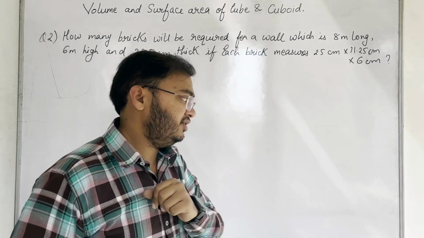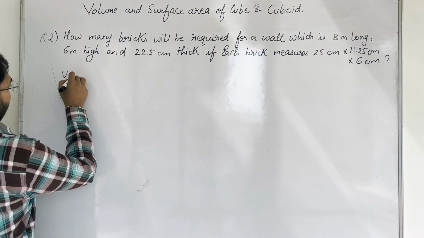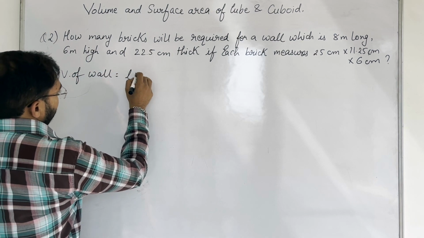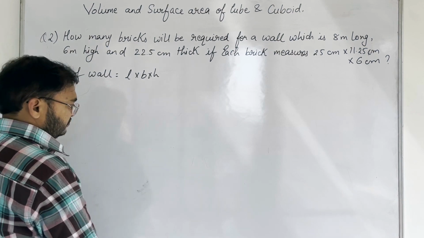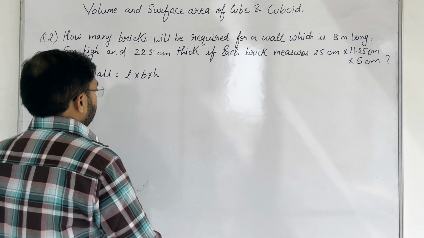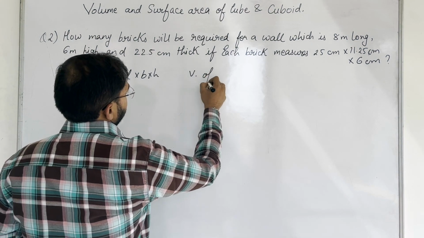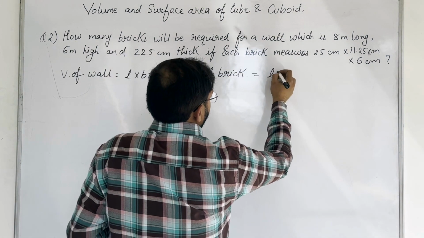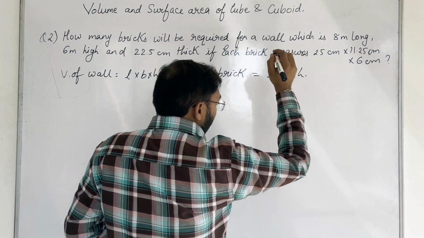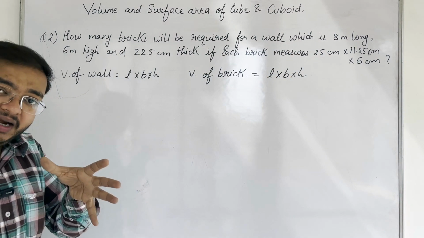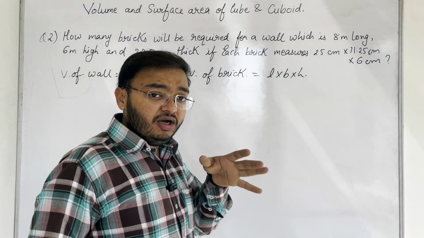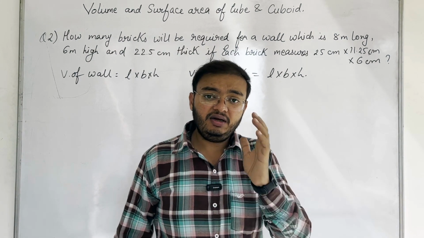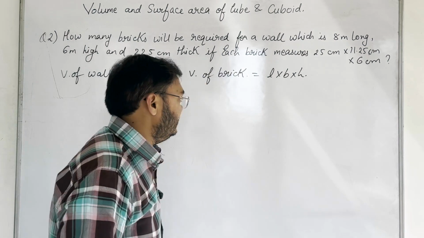Let's do that first. So volume of wall, which is in the cuboid shape, so the formula is length into breadth into height. Same way, we will find the volume of bricks, that means each brick, which is also in the form of a cuboid. But our main motto is not only to find the volume of wall and volume of bricks, our main motto is to find the number of bricks used in that.